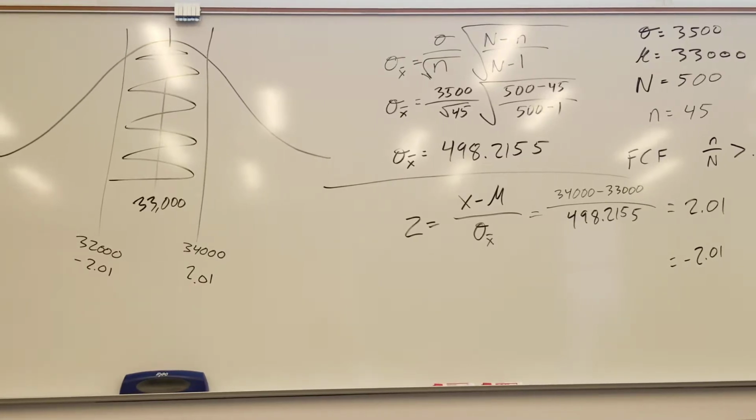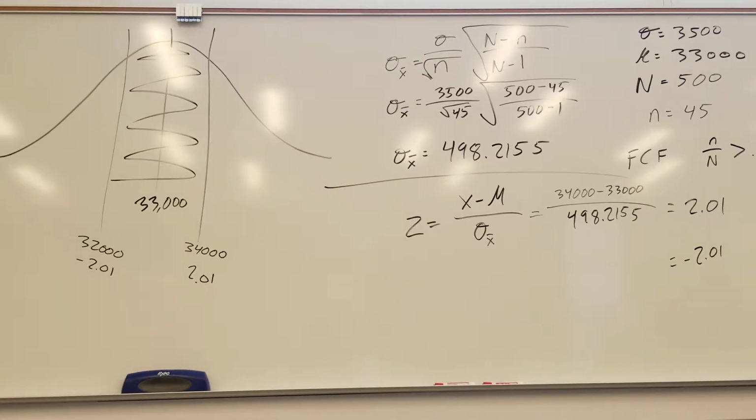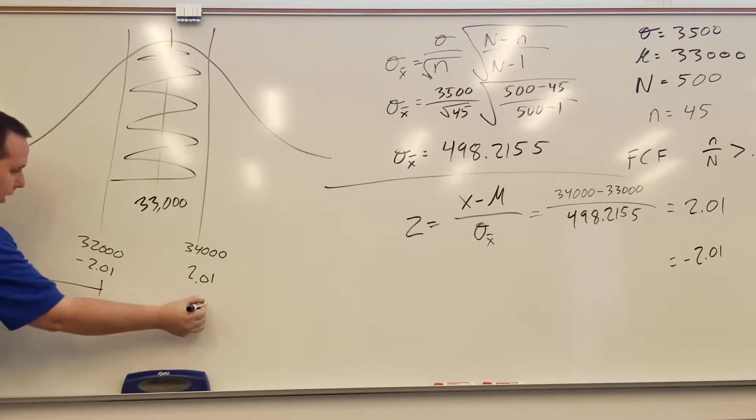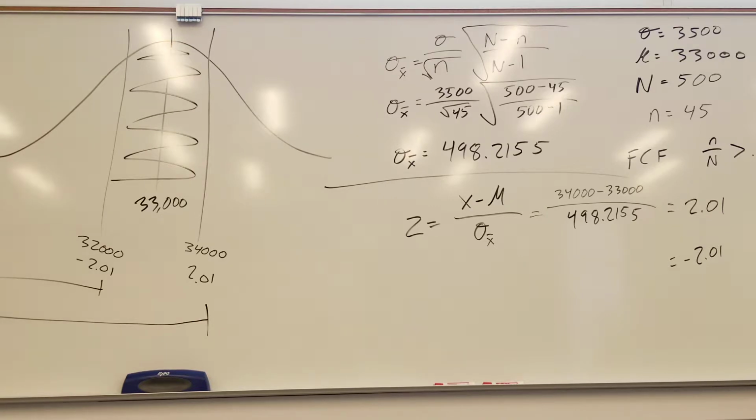We want to know the probability in between those two spots. What do we need to do? Look at the table and take the difference between them, right? So we find that area and we find that area. So for -2.01, what was the area to the left?